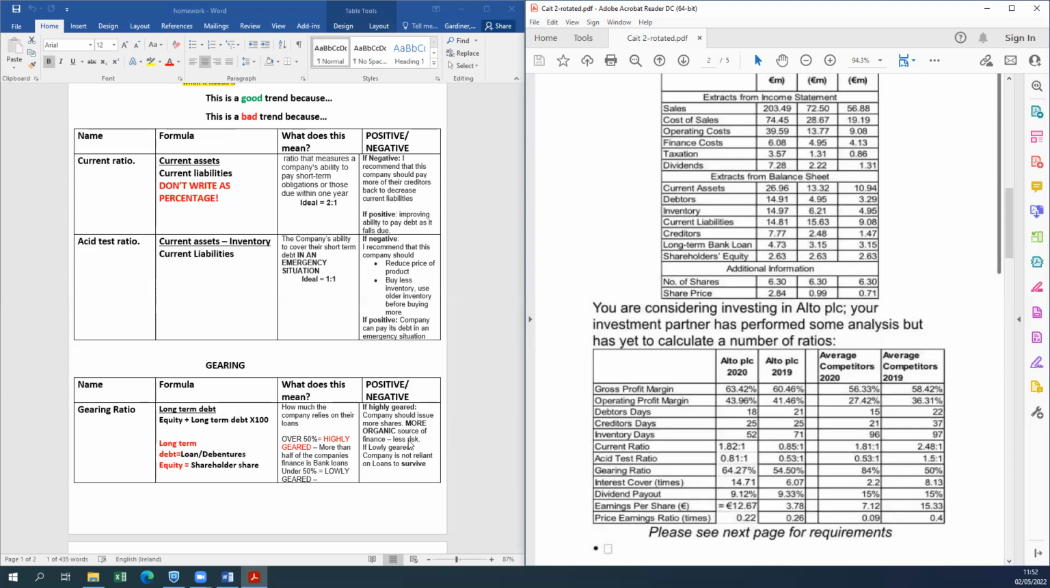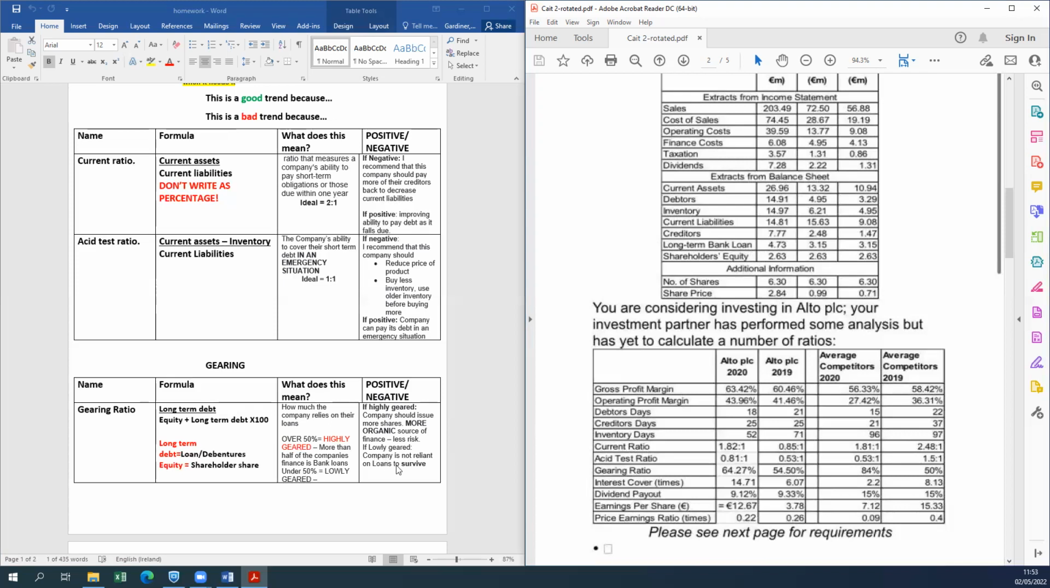You're issuing shares to people who want to buy stakes in the company. They're using their own money. They're not going to call their money back. They can't do that. It's on their own accord. So it's less risky.